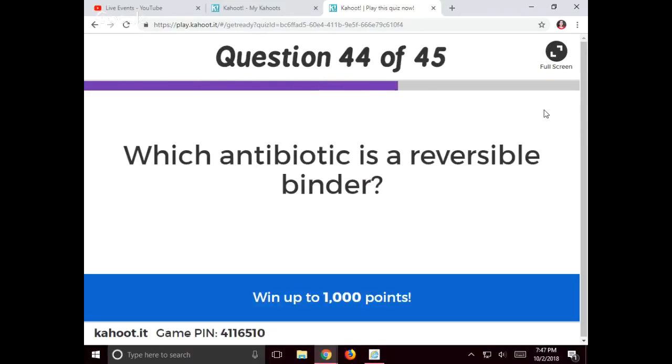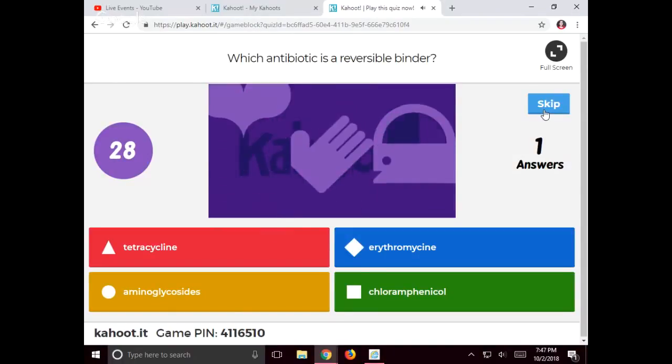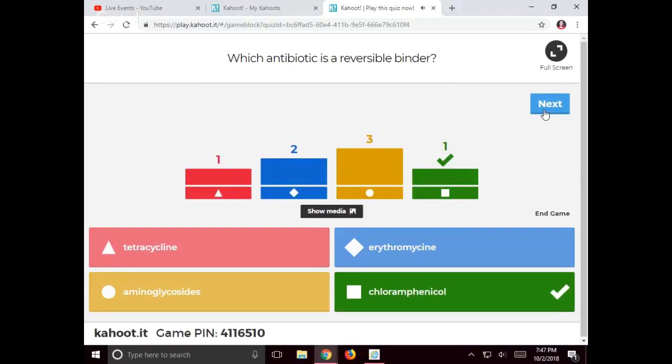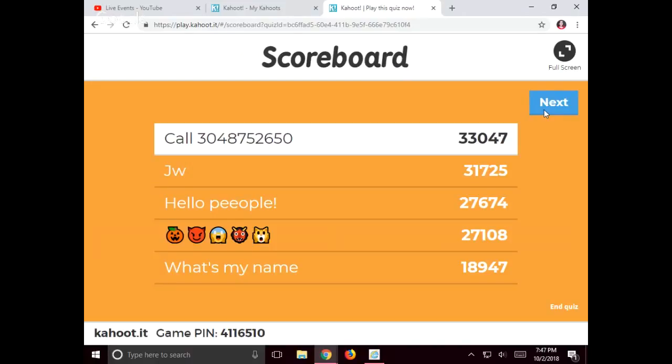Which antibiotic is a reversible binder? It's the only one that she had in her notes that was a reversible binder. The reason that we use tetracycline, erythromycin, and aminoglycosides a lot is because they stay on the binding site and they don't come off. Whereas chloramphenicol we don't use as often because it's reversible, so you have to have a high amount in order to have the antibiotic effect. But she has in her notes that this is a reversible binder, and that's the one distinguishing thing about it.